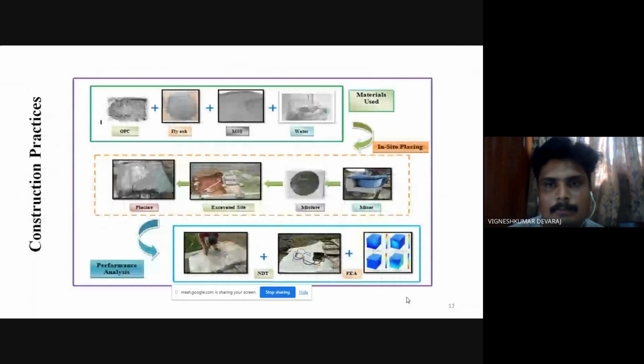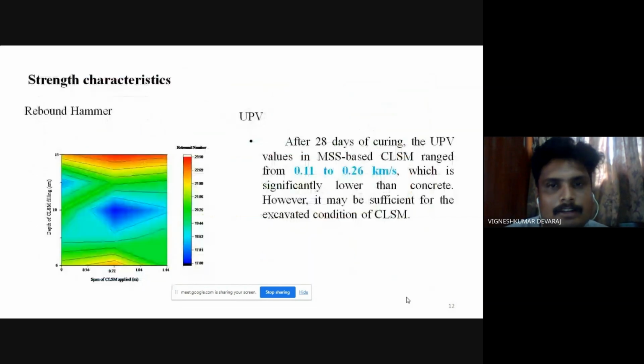It's our field implementation, implemented at pilot scale level only. We excavated a small area, 1.5 meter by 1.6 meter, and placed our CLSM, and performance analysis was done by non-destructive testing. We are using the rebound hammer test and ultrasonic pulse velocity test for this identification of performance.